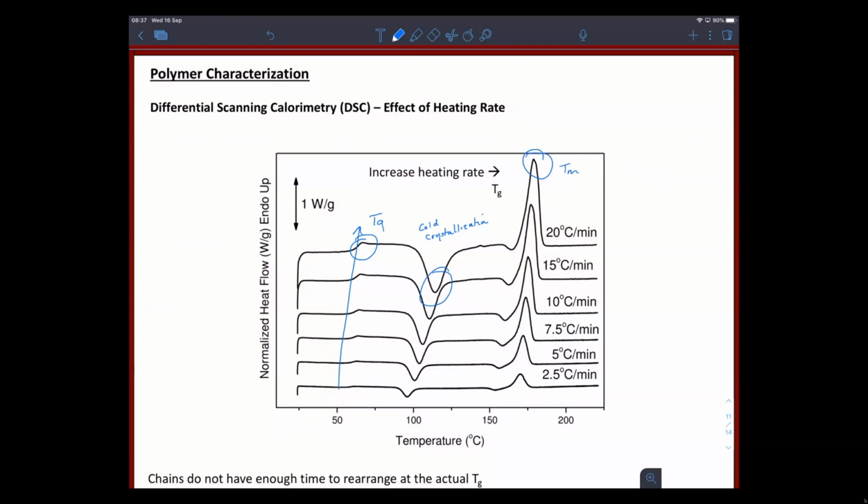So if you increase the heating rate, and you can see that the top one is increased at 20 degrees C per minute, and the one at the bottom is 2.5 degrees C per minute, then for the TG you see an apparent shift, so you have an increased apparent TG. Oop, spell apparent right. It's not even Friday or Monday. And essentially what happens is that the chains do not have enough time to rearrange at the actual TG there. And you see the same shift really occurring in that cold crystallization phase as well.